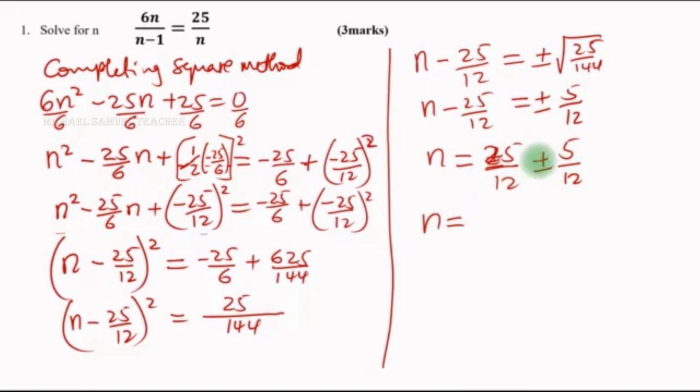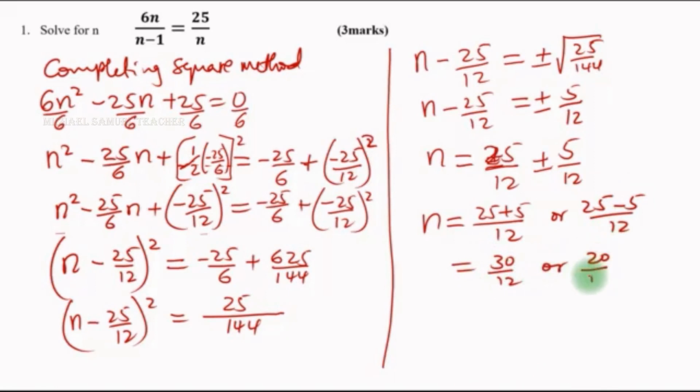So n will be what? We will consider plus first, so 25 plus 5 over 12, or 25 minus 5 over 12. We end up getting 30 over 12 or 20 over 12. And in our case, this will be 2.5 or 1 and 2 thirds. And that is the value of n. So in your case, you could have considered whichever method to use. That is it. Thank you.